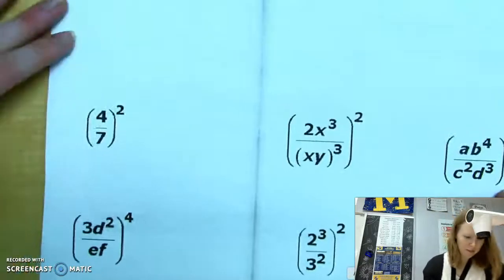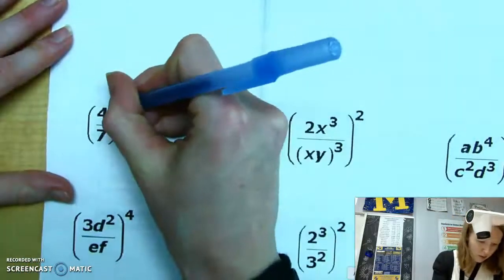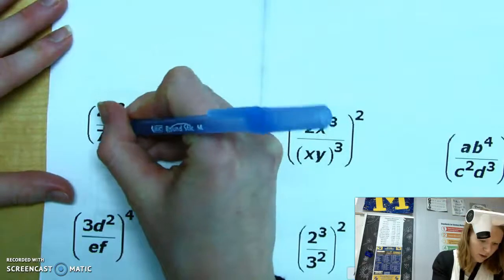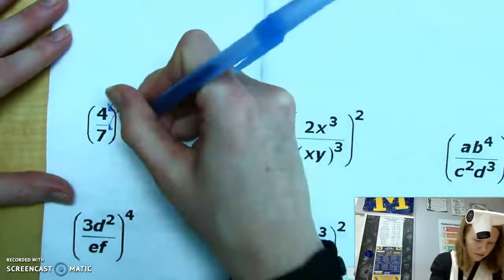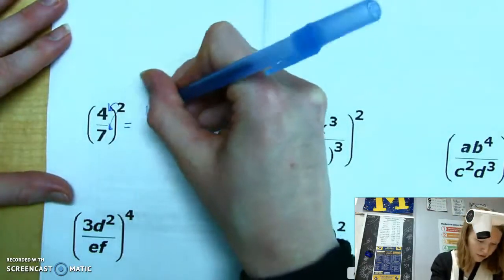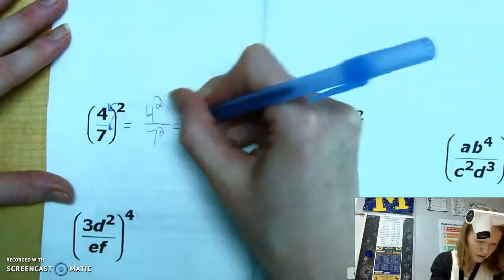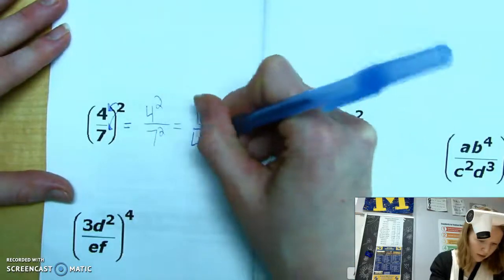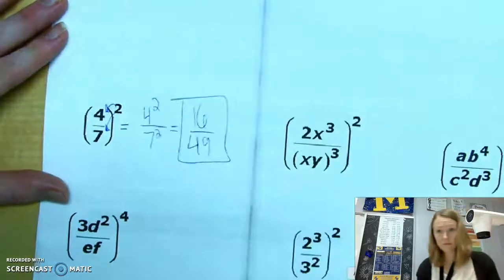These first few examples should be pretty quick ones. So we just have a 4 and a 7 in the parentheses, so I only have to distribute that 2 in 2 places. 4 squared over 7 squared gives me 16 over 49. Right?